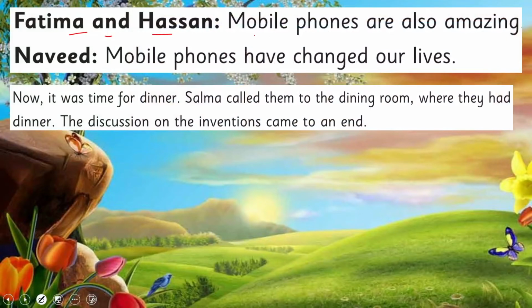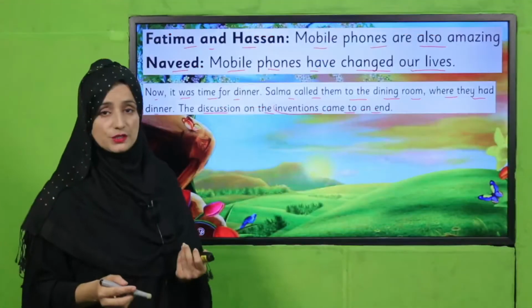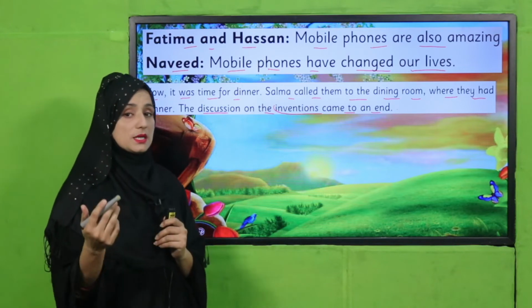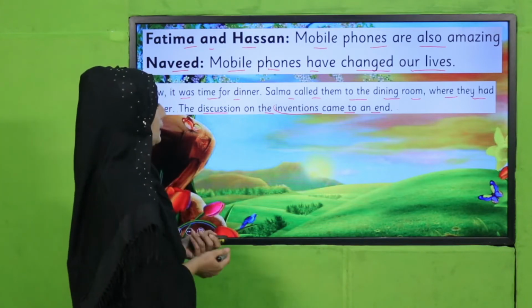Fatima and Hassan, mobile phones are also amazing. Naveed, mobile phones have changed our lives. Now it was time for dinner. Salma called them to the dining room where they had dinner. The discussion on the inventions came to an end. So the dinner was ready and their discussion about modern invention, amazing invention, came to an end.